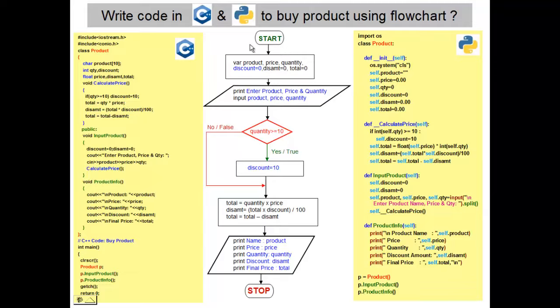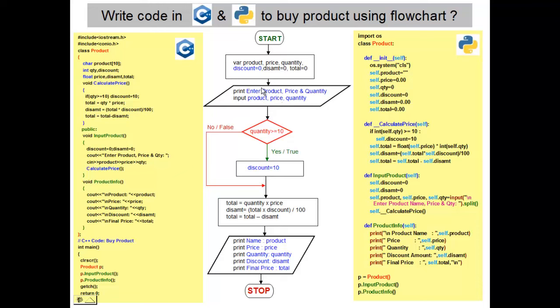So the flowchart starts here. Now in this box I have created variables product, price, quantity, discount, discount amount and total, and initialized them equal to 0. Now this is the input output box in the flowchart. So the message is showing enter product, price and quantity. Now input product name, price and quantity value.